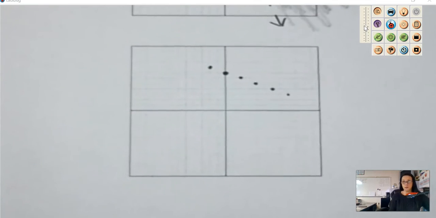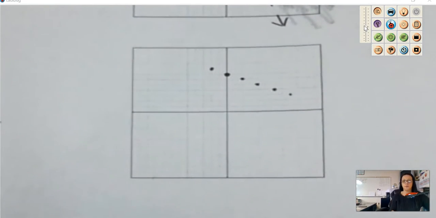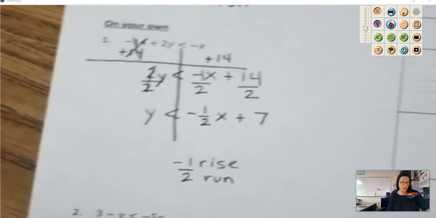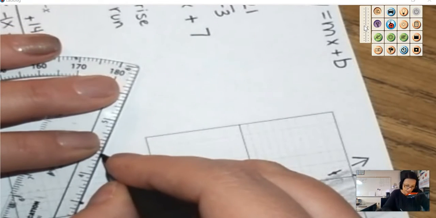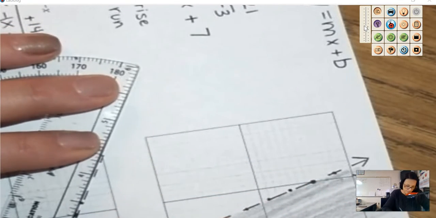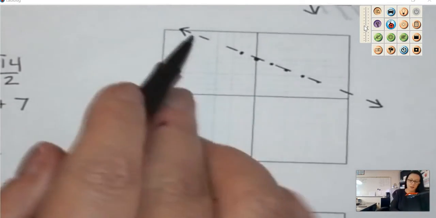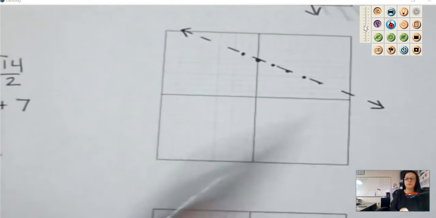Okay, look at the symbol to determine if we're going to put in a solid line or a dotted line. There's no equal sign, so I need to do a dotted line. Connect that with a straight edge, but use a dotted line. That means those points are not answers. They actually will not work.